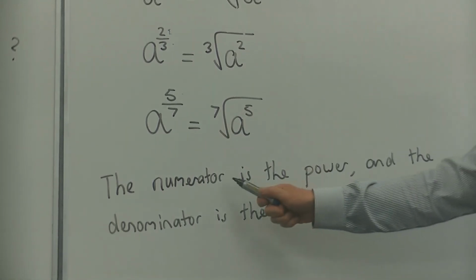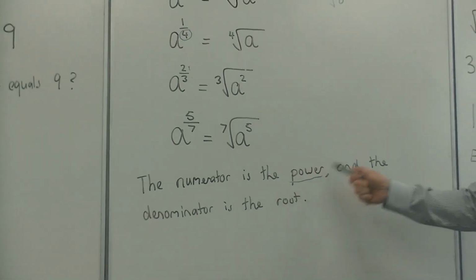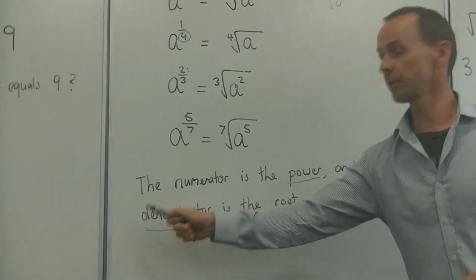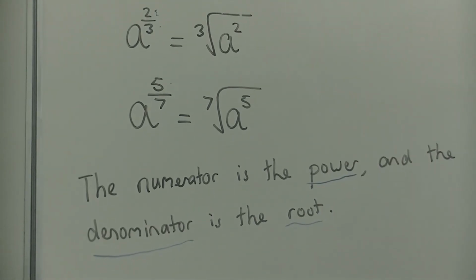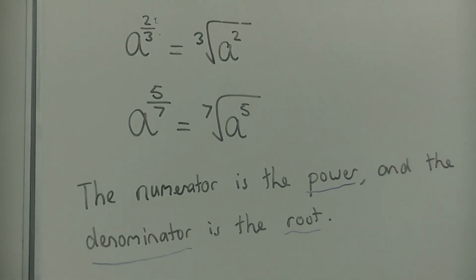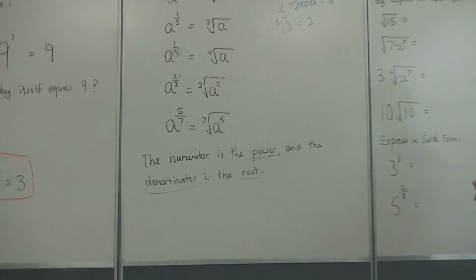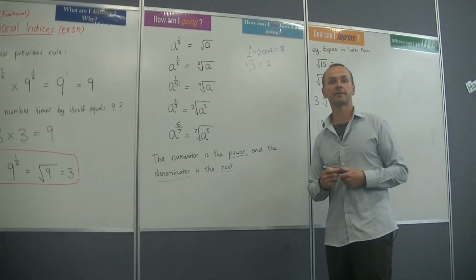So I said there, the numerator, so the top line, is the power, and the denominator, so the bottom line, is the root. So like the square root or cube root or fourth root. Alright, hopefully you're okay with that. Let's tie this all up and do some examples now.